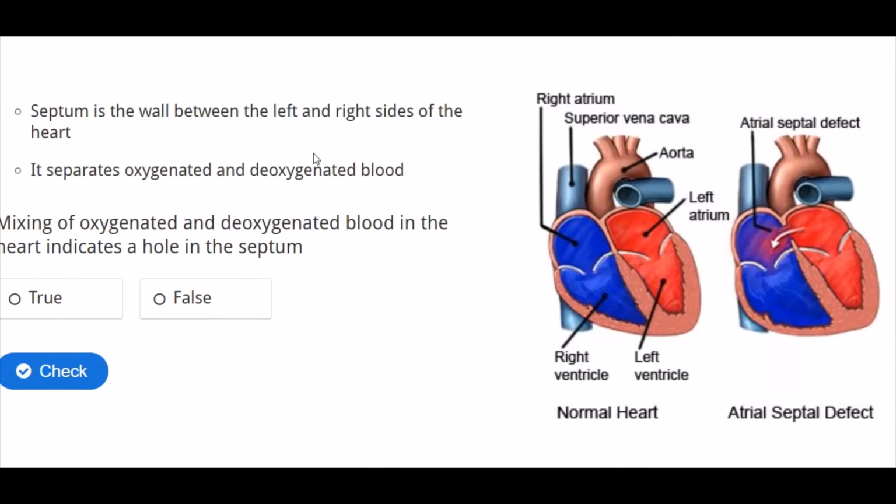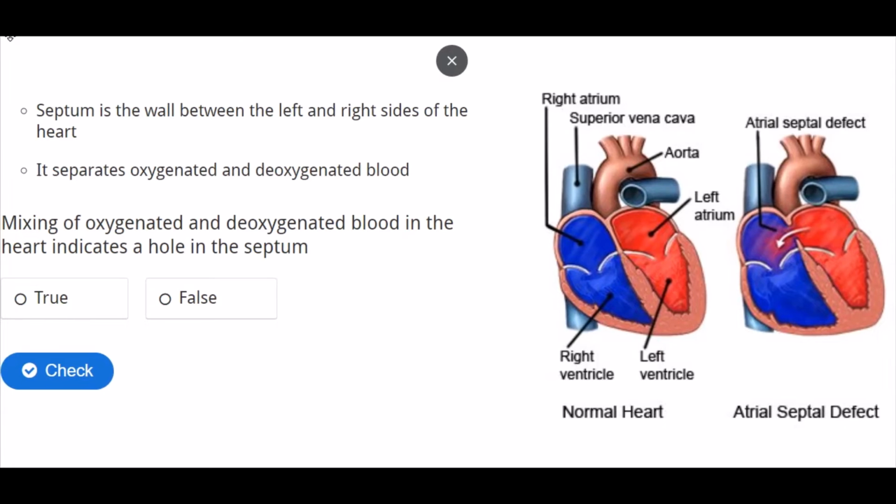Septum is the wall between the left and the right sides of the heart. It separates oxygenated and deoxygenated blood. We have an image here showing us the septum. So this is the septum of a normal heart, and this is a septum that is defective. So the question says, mixing of oxygenated blood and deoxygenated blood in the heart indicates a hole in the septum. True or false? True.